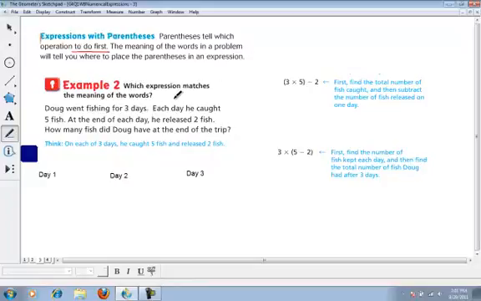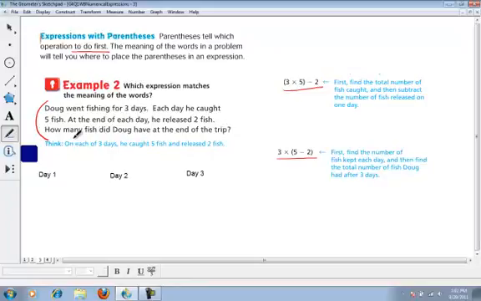Let's look at this example. We're going to read this situation right here, and we're going to try to figure out which of these expressions matches the meaning of the words. Doug went fishing for 3 days. Each day he caught 5 fish. At the end of each day he released 2 fish. How many fish did Doug have at the end of the trip?